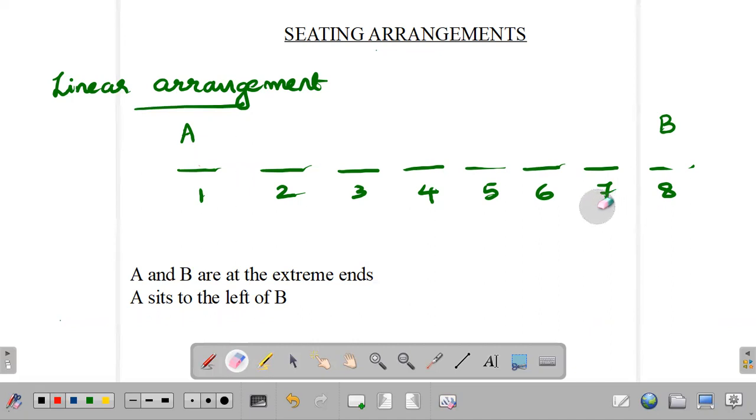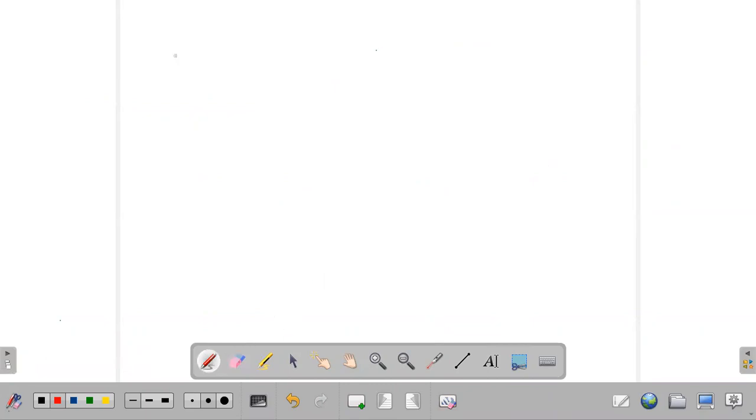Okay, 2, 3, 4 instructions they will give you. You should really know how to handle those instructions in a very systematic way. So this is for linear seating arrangement. Let us now focus on the next part, that is the circular seating arrangement.